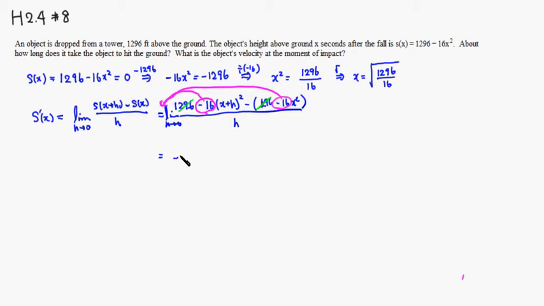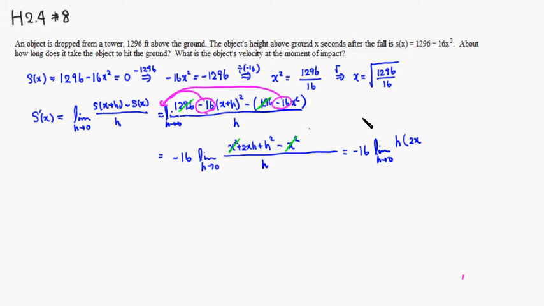So we're going to have negative 16 times the limit as h approaches 0. If you multiply that out, x squared plus 2xh plus h squared, minus x squared, all over h. The x squared and x squared cancel out. Since h is in common, we still have to take the limit as h approaches 0, and with h factored out you're going to get 2x. Factor h out from h squared, you have another h divided by h. Then we can cancel h on top and h on the bottom. This term goes to 0. So it's 2x times negative 16, which equals negative 32x.